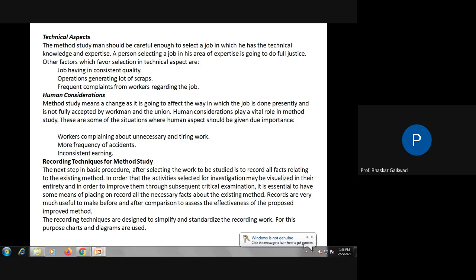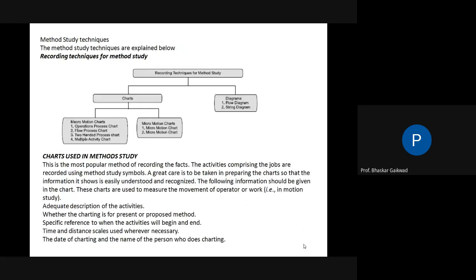Now, what tools do we actually require for recording purposes? For this purpose, we have charts. Now, in method study, so many charts are there, and with the help of these charts, we can decide what the problem is in present methods and how we can overcome these problems by developing new methods. So these are the methods and techniques by charts. I have shown these recording techniques. So how many charts are there? You can study this.